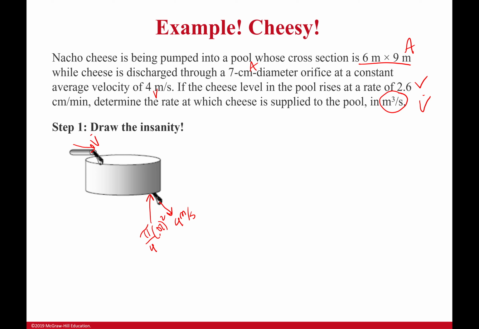And I'm going to have cheese rising in here. And the area of that is taken from this, and the velocity is taken from here. So its velocity is going to be 2.6 centimeters per minute, and its area is going to be equal to 6 times 9. So that's the problem I have here.